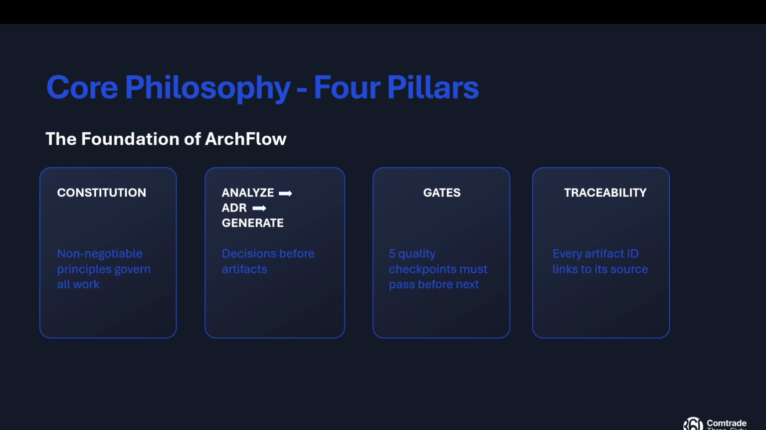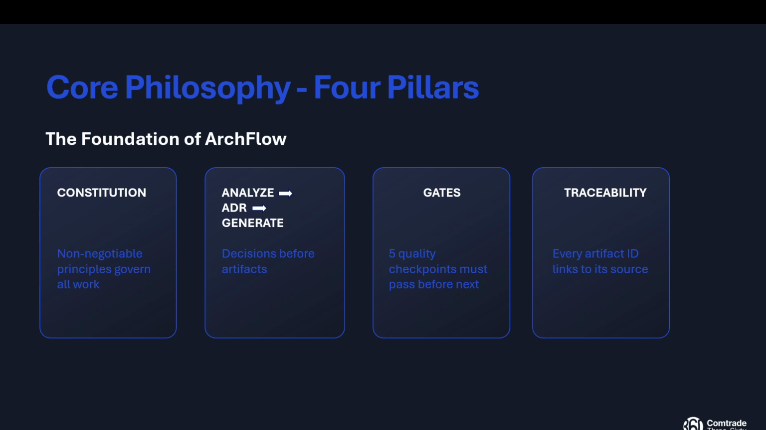The third pillar is gates. There are 5 quality checkpoints throughout the workflow. Each gate has specific criteria that must be met. If you try to move forward without passing the gate, the framework will basically stop you. And this prevents the architecture phase problem I mentioned earlier.